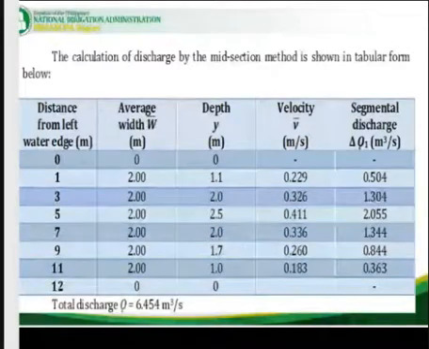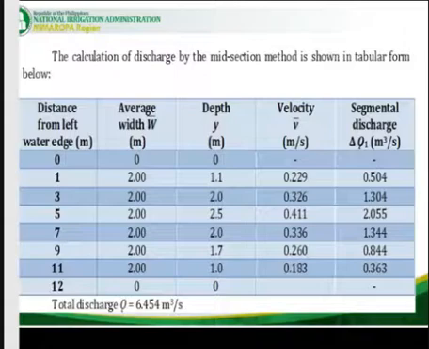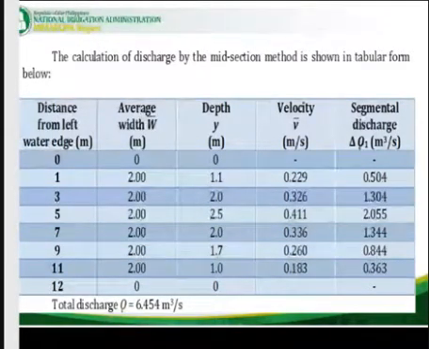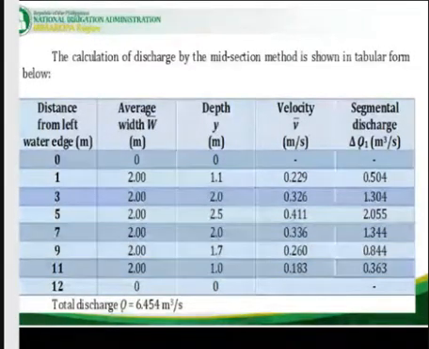The calculation of discharge by the midsection method is shown in tabular form below. Distance from left water edge in meters: 0, 1, 3, 5, 7, 9, 11, 12. Average width in meters: 0, 2, 3. Depth y in meters: 0, 1.1, 2.0, 2.5, 2.0, 1.7, 1.0, and 0. From the calculation, the total discharge Q is equal to 6.454 cubic meters per second.